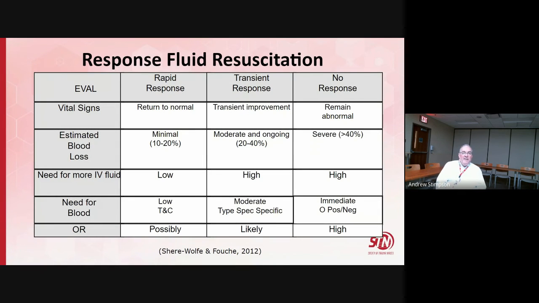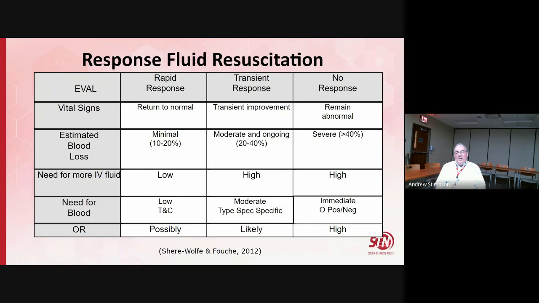So when we look at how patients respond to fluid, there are rapid response patients, patients who may have been in shock. They get a little fluid, their vital signs return to normal and stay there. So the need for more IV fluid after their initial bolus is low. Sometimes we'll type and cross those. Nowadays, we try to rapidly get someone assessed with CT scanning and other diagnostics to make sure that they have no injuries, and we go from there.